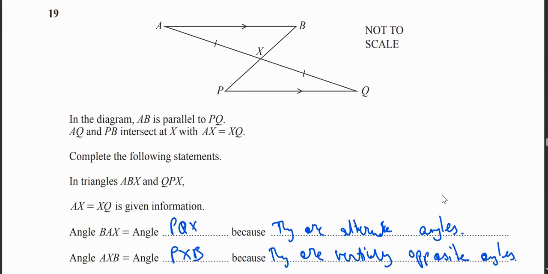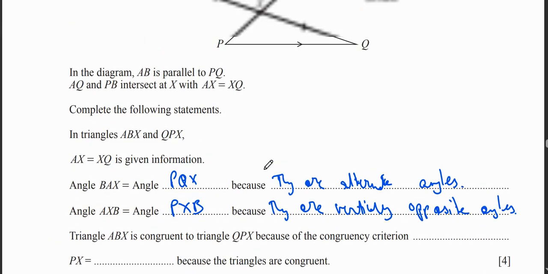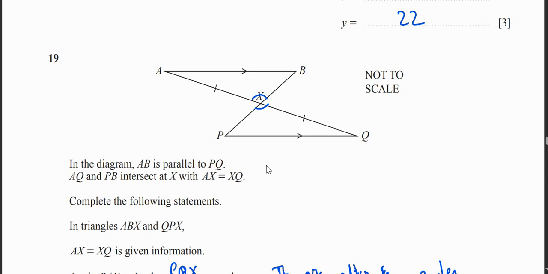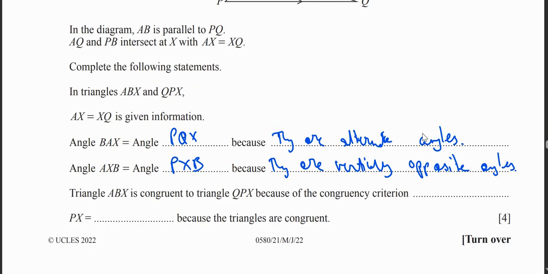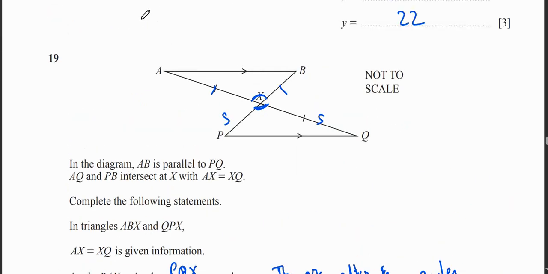Look, ABX, there is one angle to QPX, one angle and two sides. One angle is same and two sides. So you will say angle side angle. Sorry, not one angle and two sides. My bad. Just give me 1 minute.